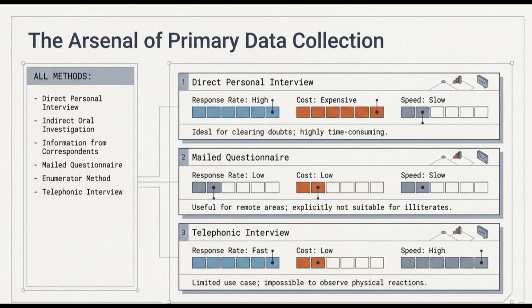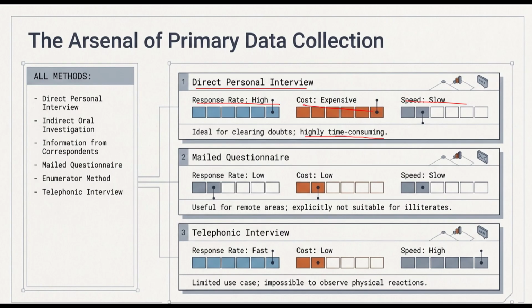So there are several methods of collecting primary data. Direct personal interviews involve face-to-face interaction and usually provide accurate information, but they are very slow and expensive. So what is our first method? The direct personal interview. The response rate will be high, cost is expensive, and speed is slow. It is ideal for clearing doubt, but highly time consuming.